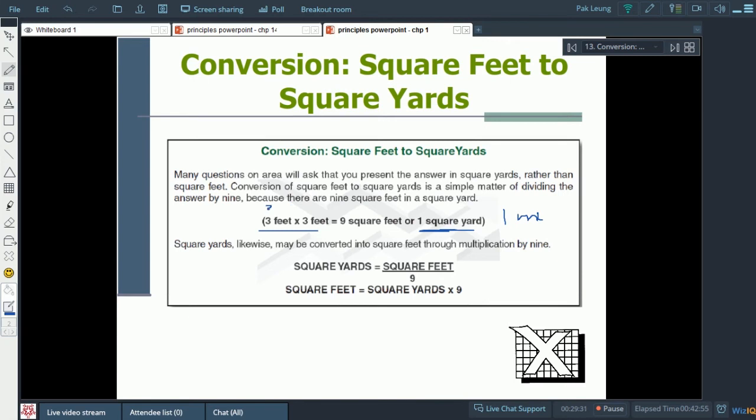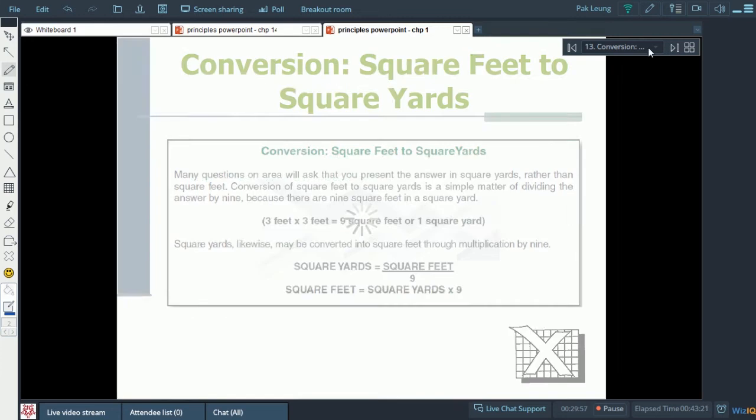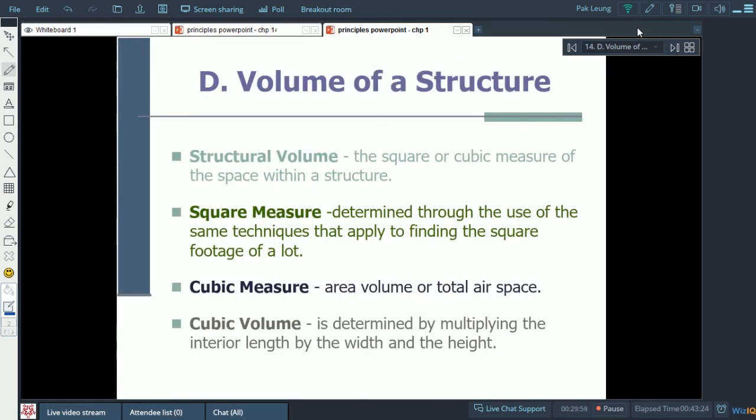Okay, so they talk about conversion of square yard. So it's 3 feet times 3 feet equals 9 square feet in 1 square yard. So for 1 square meter, it's not 3 feet anymore. It's 3.3 something like that. So then you get about 10 square feet equal to 1 square meter. 1 meter square. Okay, everybody understand that?